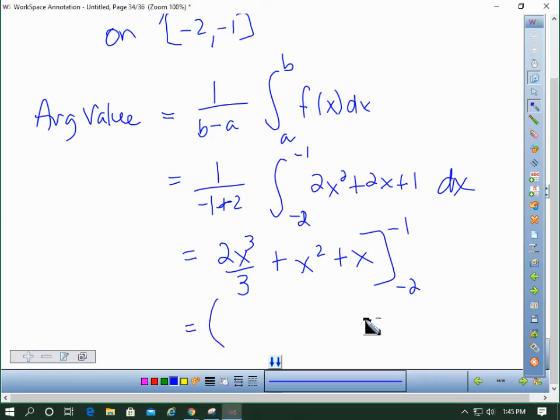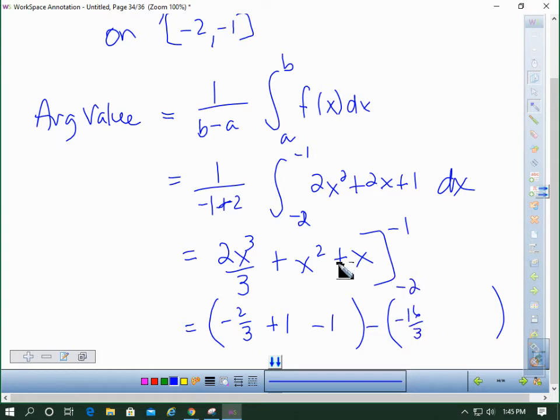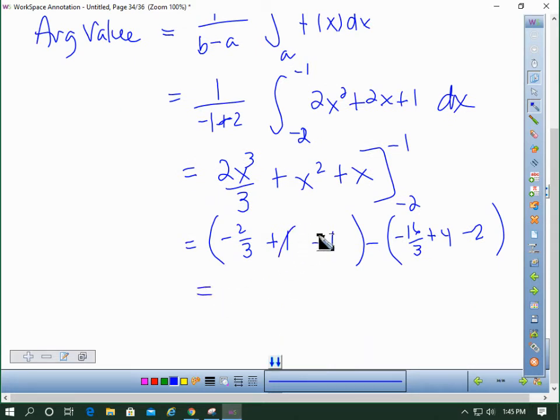All right, so now I'm going to do the fundamental theorem of calculus here. So I'll put a -1 in there. When I put a -1 in there, that's still going to be -1, so it's -2/3. Putting a -1 in here is going to give me +1. Putting a -1 there gives me a -1. Then I'm going to put a -2 in here. -2 cubed is -8, so that's going to be -16/3. Putting a -2 in here will be +4. Putting a -2 in there will give me a -2. All right, so here these ones cancel, so I'm left with -2/3.